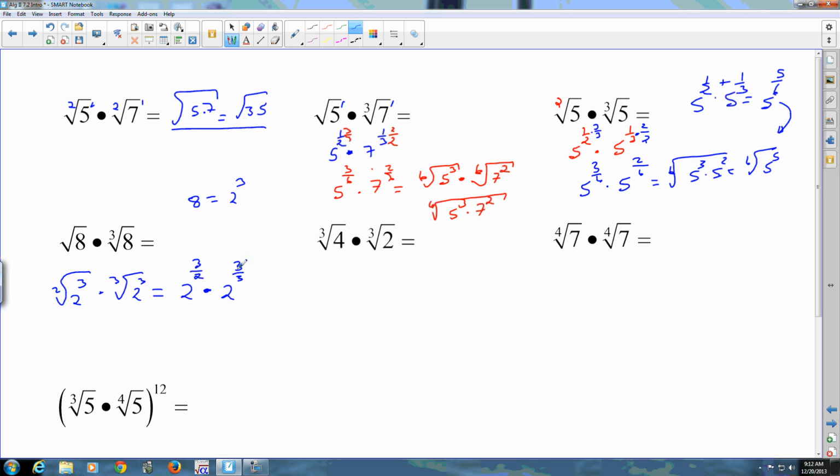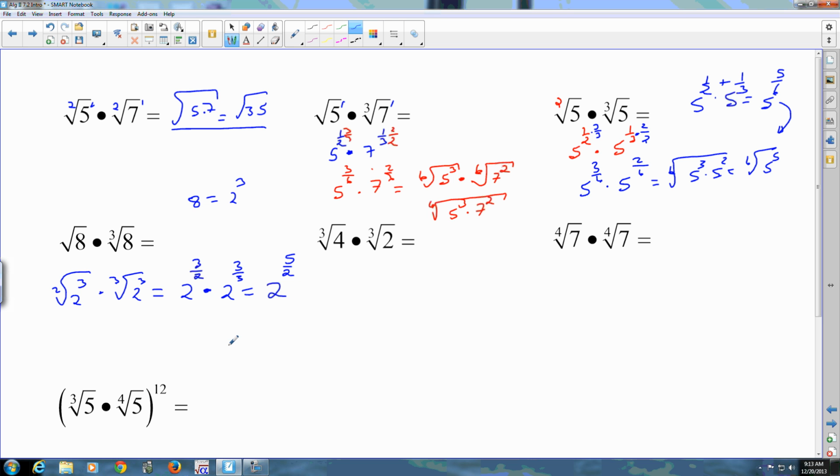When you're multiplying, you add your exponents. So it's going to be 2, and if I go 3 divided by 2 plus 3 divided by 3, I get 2.5. And if you do that as an improper fraction, that's going to be 5 halves. So that's going to be 2 to the 5 halves. I would be happy if you guys left your answer like that.